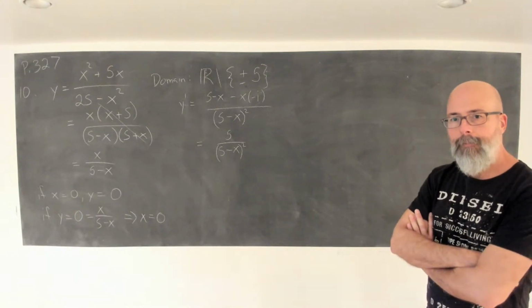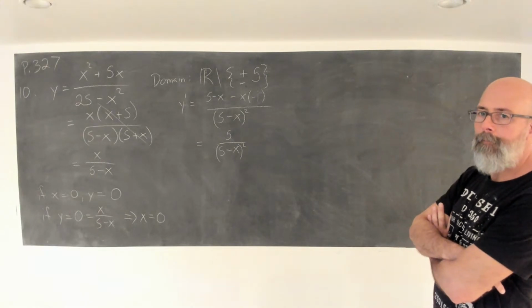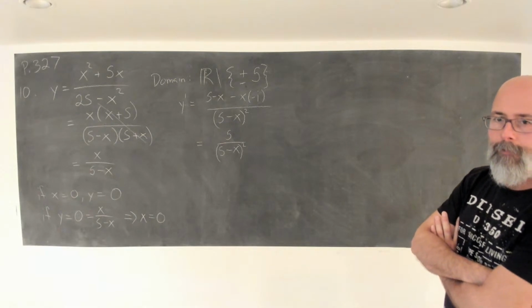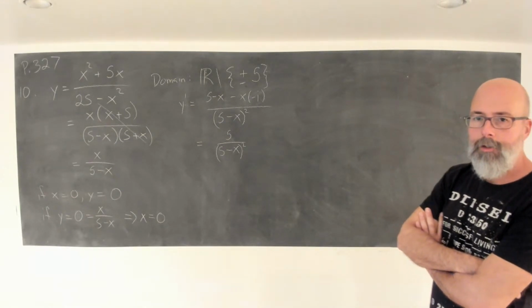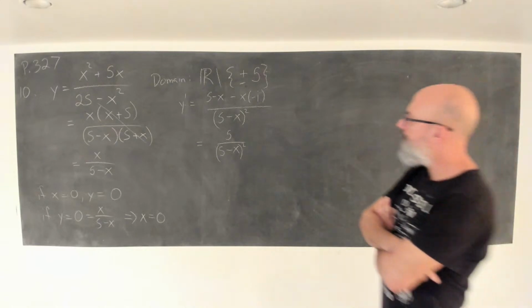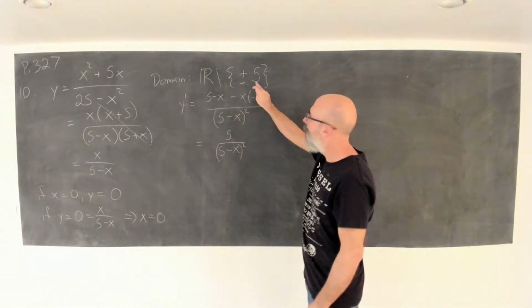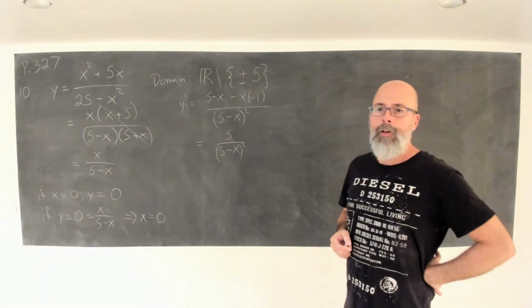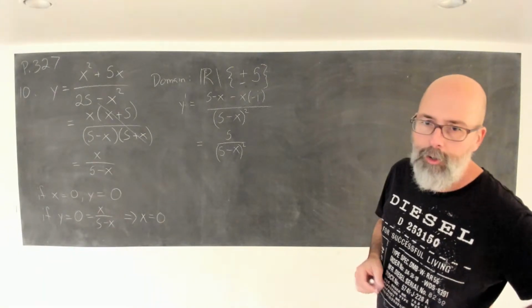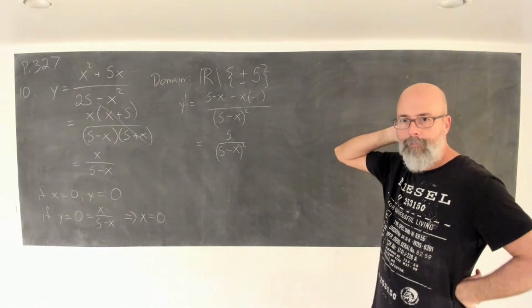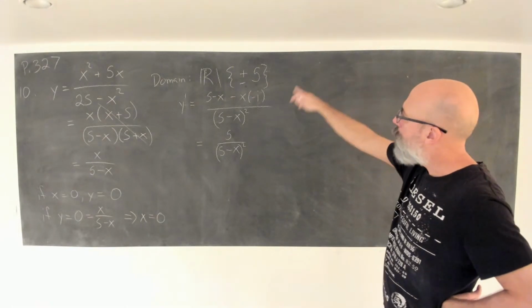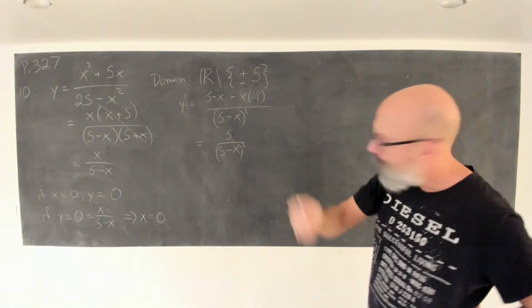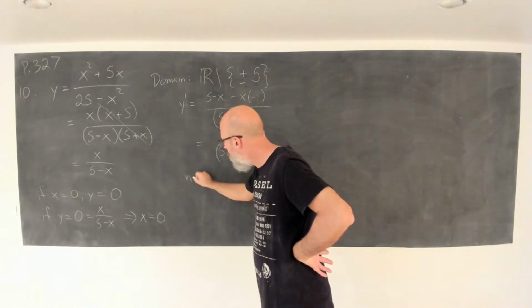Critical points. Critical points, anyone? 5, except that I'm sure Sean will do a final review. Absolutely. Right, so normally 5 would have been a critical point, but 5 is not in the domain. So there are no critical points here.